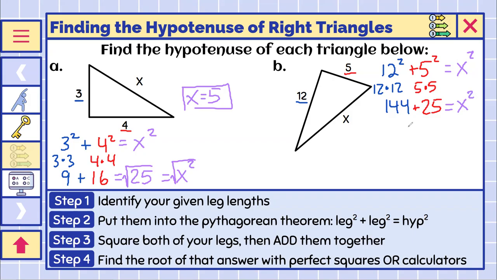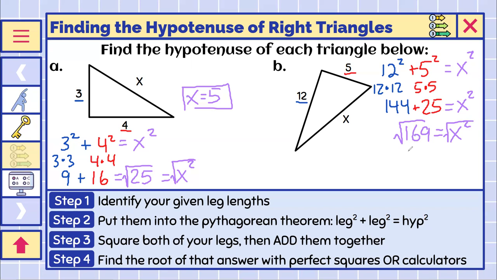Our next step is to add them together. So you have 144 plus 25, which gives us 169. Again, that's not the final answer, though. We need to actually now find the root of both sides. So on this side, this is where you might want to use a calculator. You could try to guess.